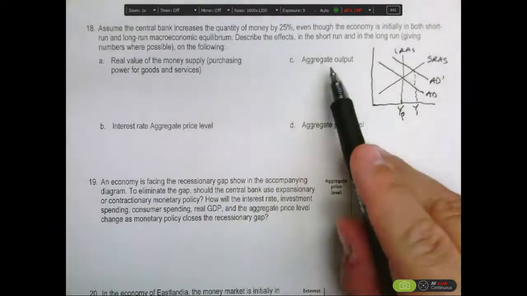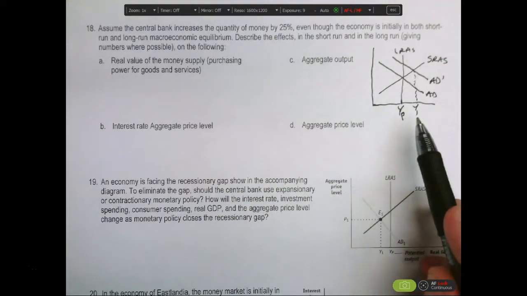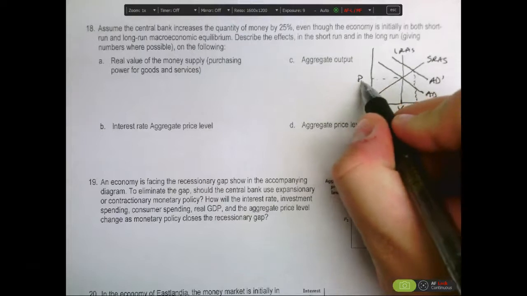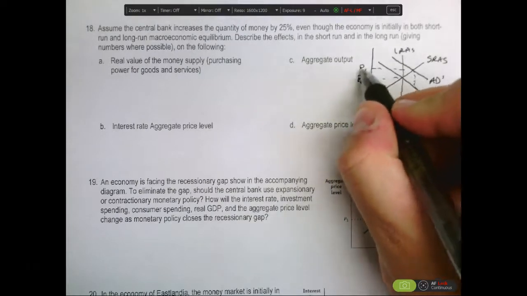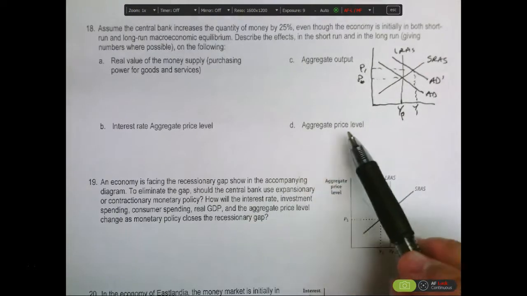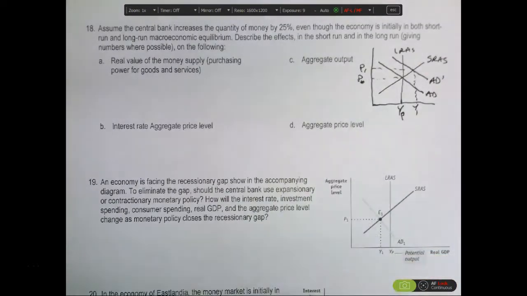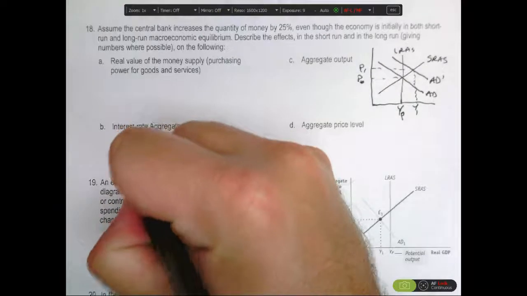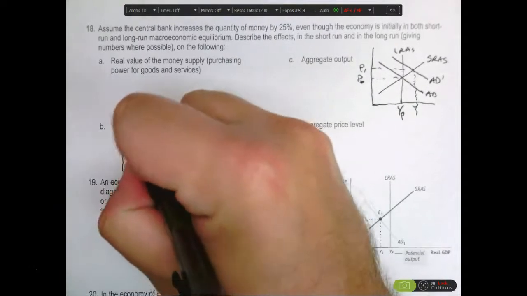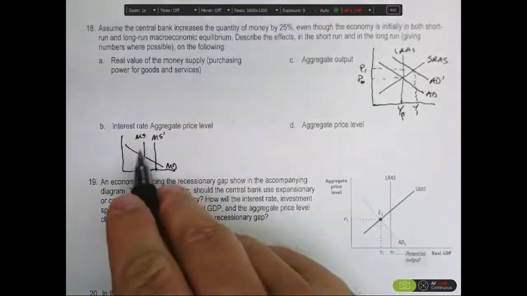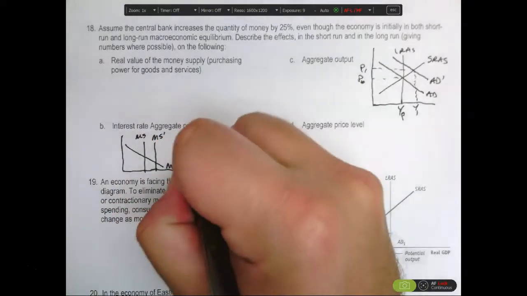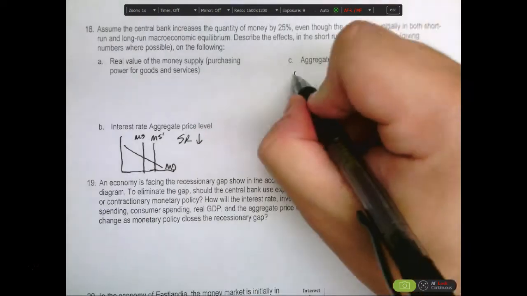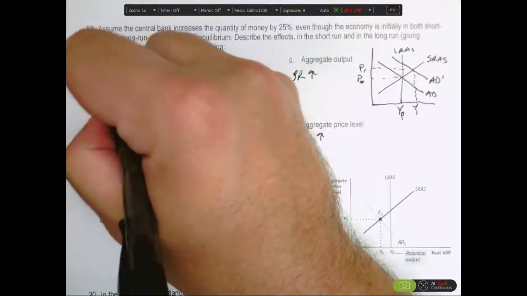In the short run, we see that output increases because we went from YP, potential output, to Y1. The price level in the short run also increased because we went from an initial price level of P0 to a price level of P1. So prices rose for the aggregate price level, and the interest rate would drop, and we know that because we look at the money market, and they increased the money supply, and we see that the interest rate fell. So in the short run, interest rates fall, the aggregate price level goes up, output goes up, and the value of money goes up.